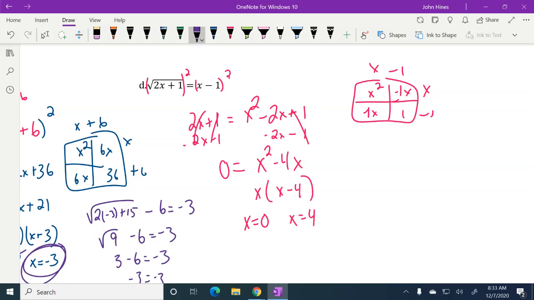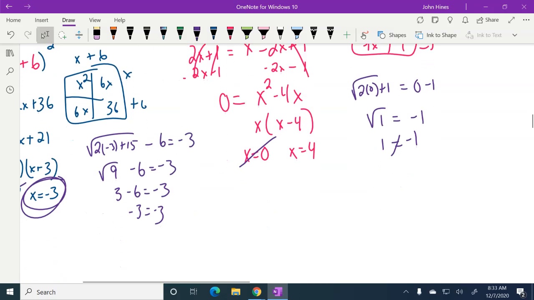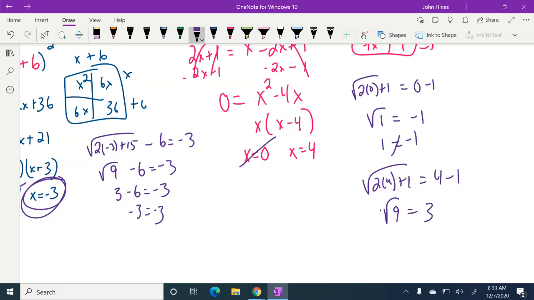Maybe until I plug it in. The square root of 2 times 0 plus 1 equals 0 minus 1. Square root of 1 is -1. 1 does not equal -1. 0 is extraneous. Let's try 4. The square root of 2 times 4 plus 1 equals 4 minus 1. 8 plus 1 is 9. Is the square root of 9 3? Yes, 4 is a solution.